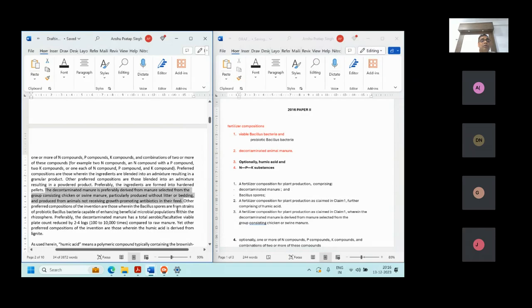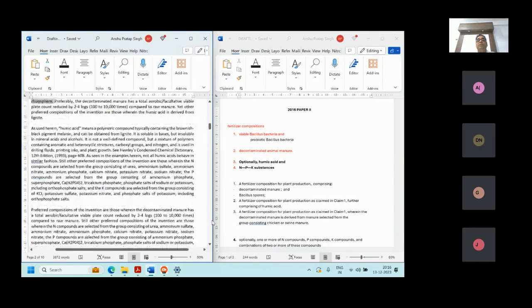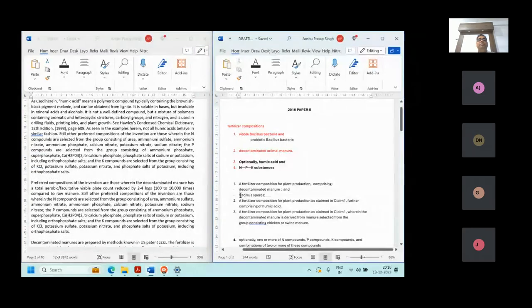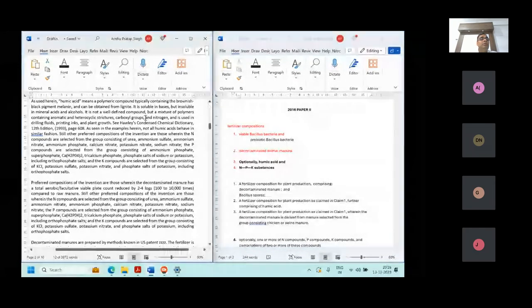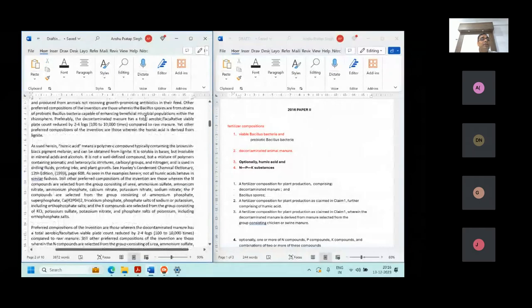Still, you can go on. Other preferred compositions are those wherein bacillus spores are from a strain of probiotic bacillus capable of enhancing beneficial microbial activity. See, now the problem here is that instead of this, you can always use probiotic bacillus spores here. Great, because they have not emphasized much. But let's go for another thing.